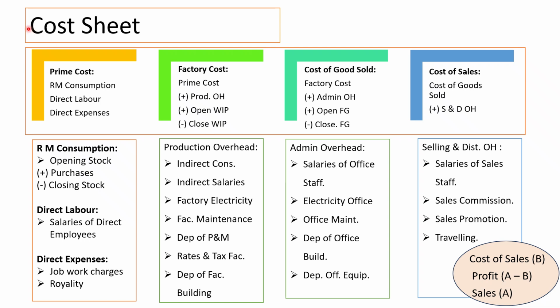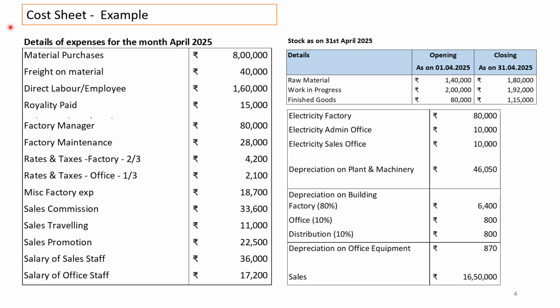In this way, in the cost sheet, the cost is distributed under the different categories. Now we'll prepare a cost sheet with the details given in this slide. If you see on the right, the stock is given, stock of raw material, WIP, finished goods, both opening and closing stock, and various expenses incurred during this period is also given here.